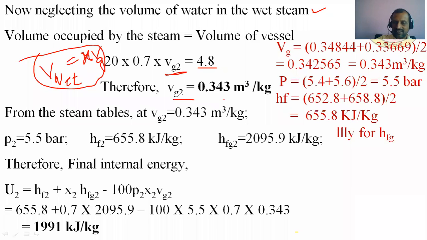So this was the answer, right? So now this is the volume of the wet steam. This is the volume of the wet steam. So from the steam table, again by taking this specific volume, we have noted down these values.